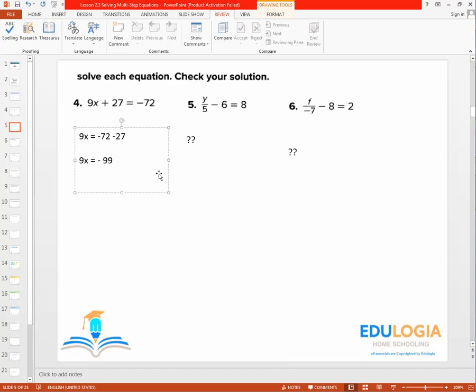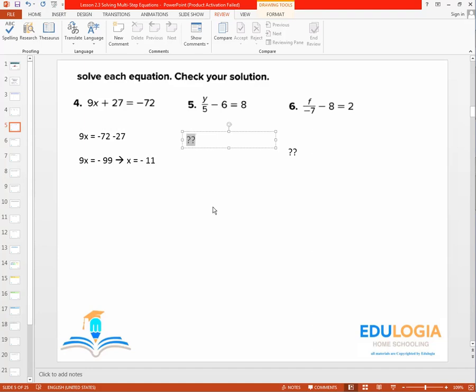Time for division. 9x divided by 9 is just x. And on the right-hand side also, we must divide by 9. Negative 99 divided by 9 is negative 11. That's all.